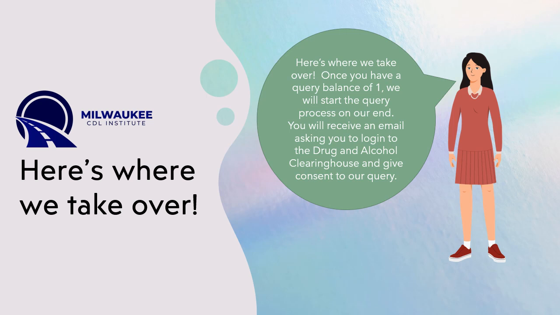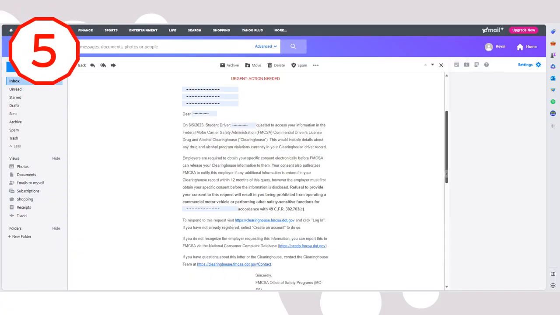You will receive an email asking you to log in to the Drug and Alcohol Clearinghouse and give consent to our query. Step 5. Open your email account and look for an email stating Urgent Action Needed. This will be from the Drug and Alcohol Clearinghouse asking you to log into their website and give your consent for the query to take place. You can reply to the request by clicking on the link provided in the email.